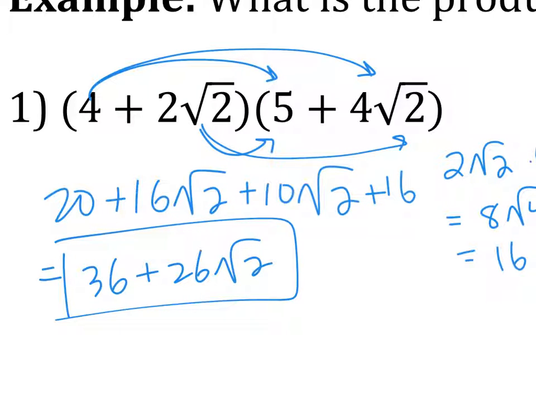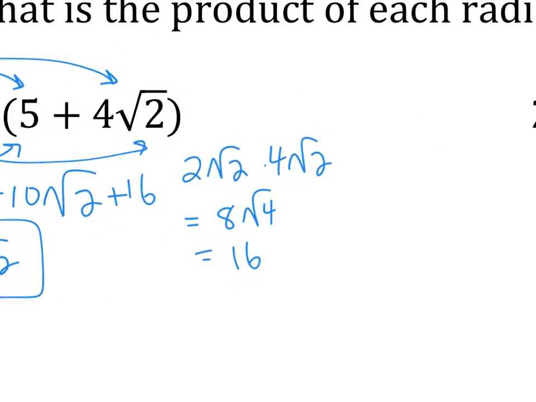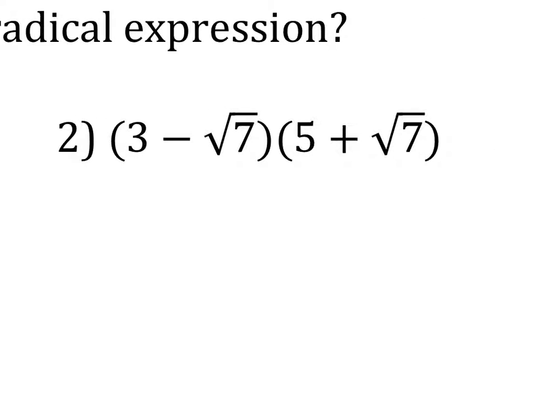Good? Okay, so just do your foiling like normal. If you do need to do side notes for the radicals, do that. Okay, let's have you practice. Number 2, let me know when you're done. The answer is 8 minus 2 root 7. All right, last part.